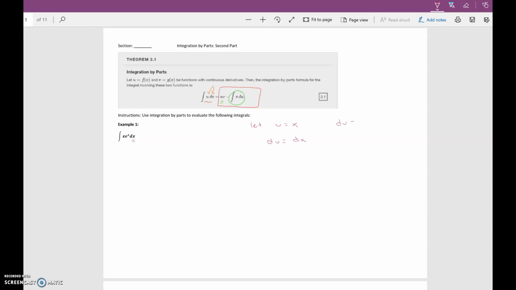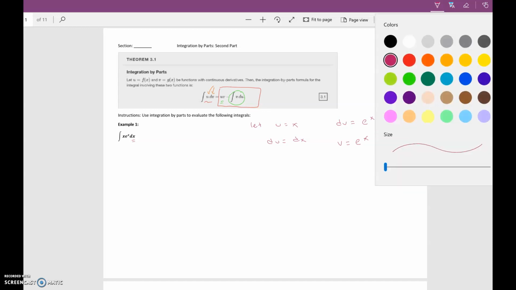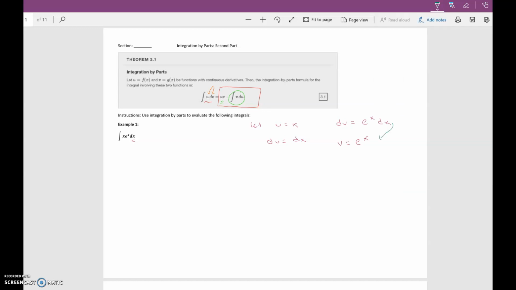Now your function dv, in this case, one option is going to be e to the x dx, and to find v, you just integrate the previous one, which is going to be e to the x. So in the background, what I'm doing here is integrating dv, which gives v. You technically have to ignore the plus c, but there is a plus c, which is going to be important once we talk about differential equations.